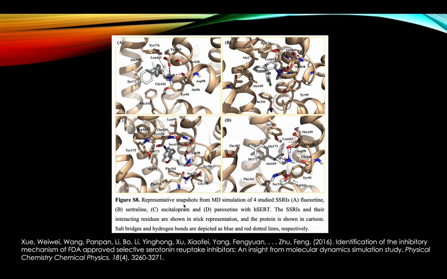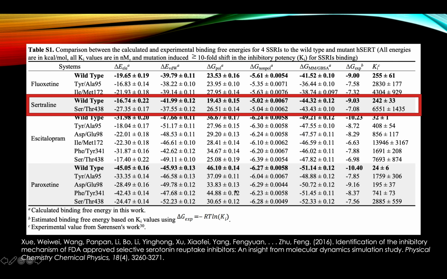This is a figure from the paper, and image B is sertraline. And again, they have shown here the proposed salt bridge formed between the aspartate and the serine amino acids, as well as the nitrogen in the sertraline. This is a table of their results showing the difference in energy levels in Gibbs free energy between the wild type and the mutated amino acid residue.